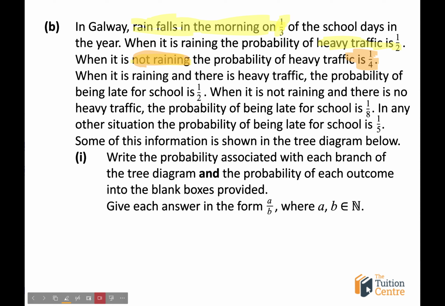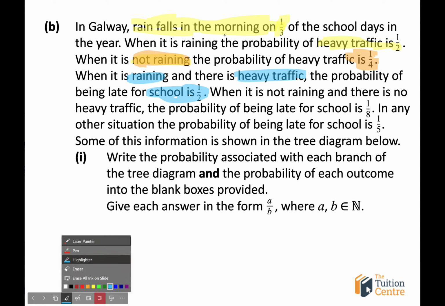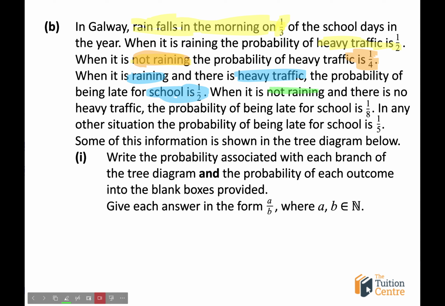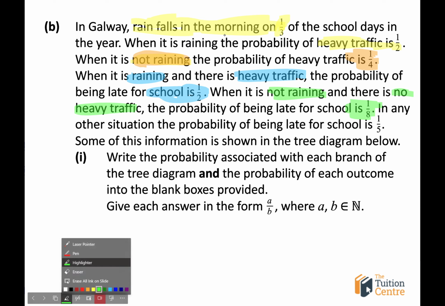When it's raining and there is heavy traffic, so we're on to another little bit of it, the probability of being late for school is a half. When it's not raining and there is no heavy traffic, the probability of being late for school is 1/8. Now, as I said, you might want to read that a few times inside the exam. In any other situation, the probability of being late for school is 1/5.